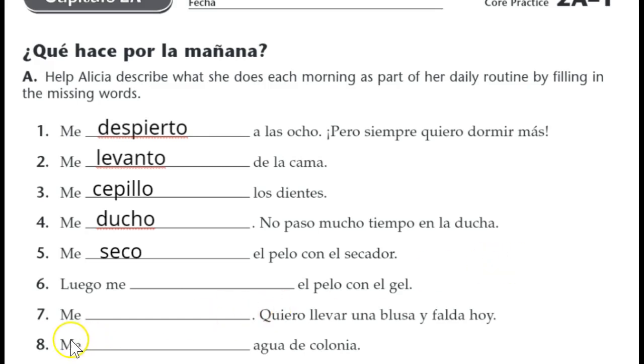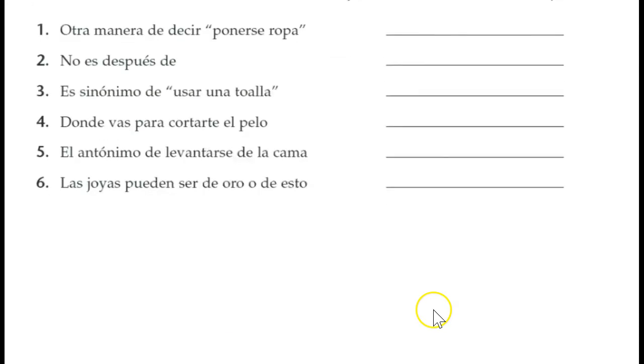I will say though in number 8, she puts on agua de colonia, a perfume or cologne. She puts it on herself. So me pongo will be the answer, and I'll let you figure it out from there. Me pongo agua de colonia. Okay.